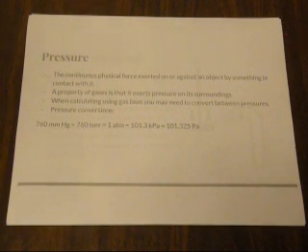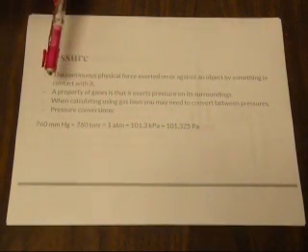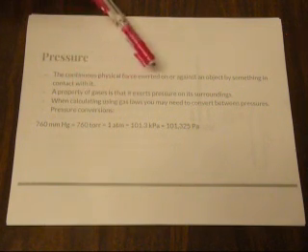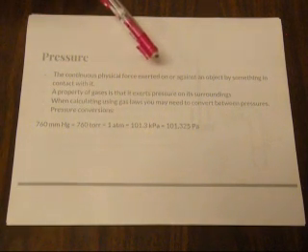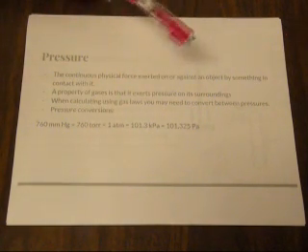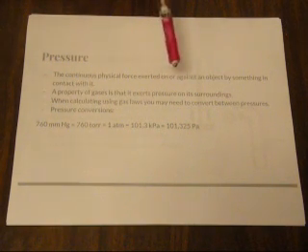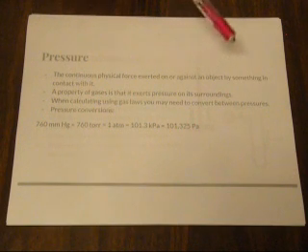Here are the pressure conversions. 760 millimeters of mercury equals 760 torr equals 1 atm equals 101.3 kPa, or kilopascals, equals 101,325 pascals.